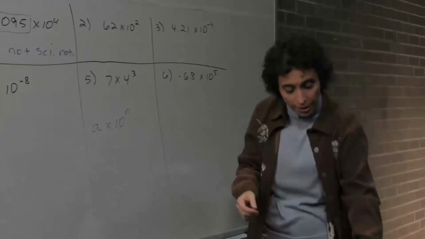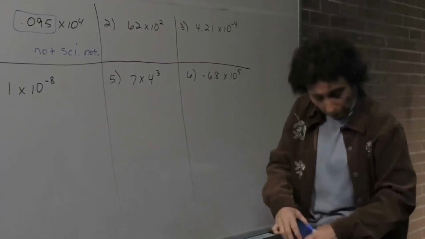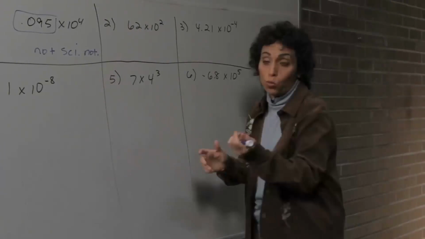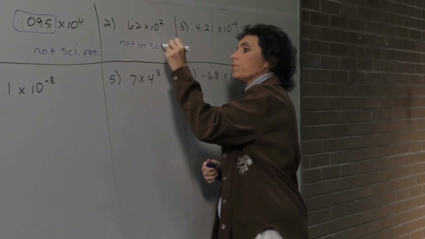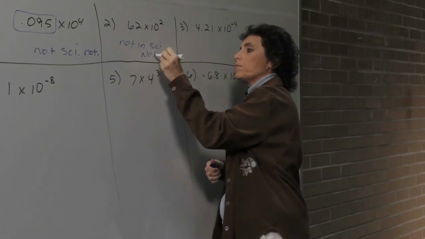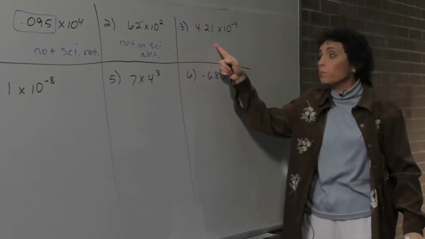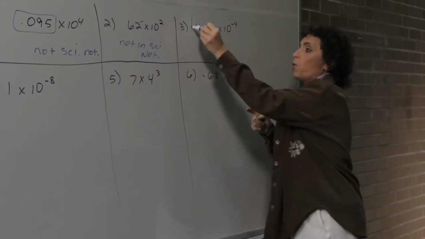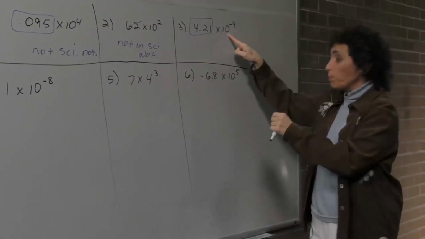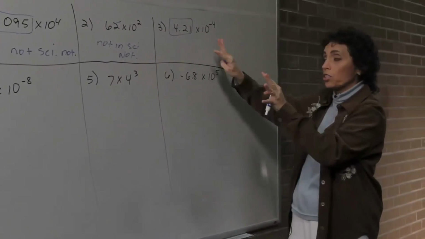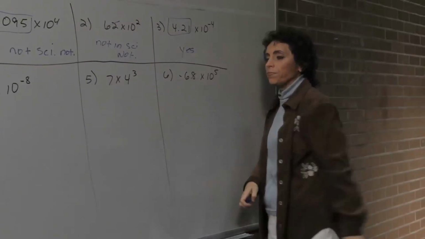All right, how do you think you did? Let's take a look. All right, 62. Well, there's already a problem, isn't there? 62 is not between 1 and 10. So this is not in scientific notation. Okay? And 4.21 times 10 to the negative 4. Well, let's look at the 4.21. That number is between 1 and 10, so that's fine. That's a base of 10 to an integer exponent, so this is all good. Attached by multiplication. So yes, this is in scientific notation.